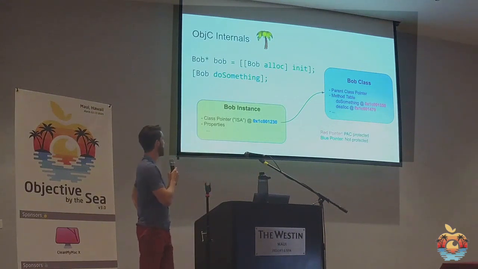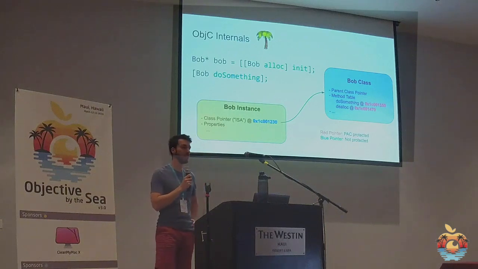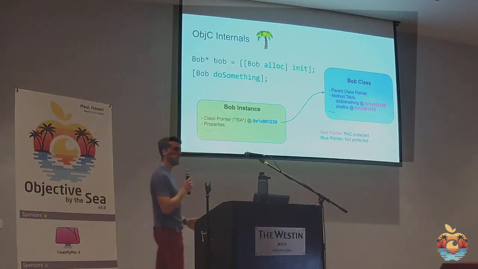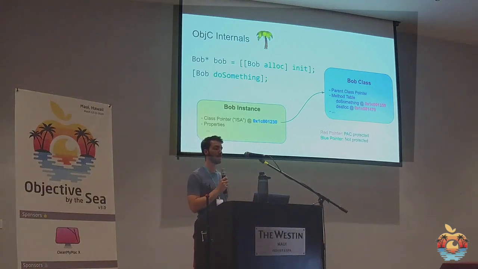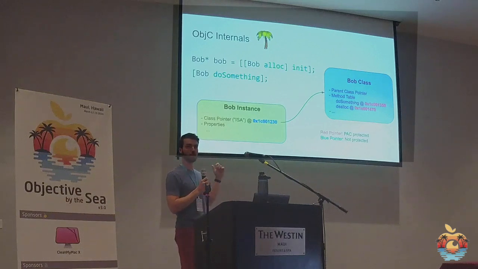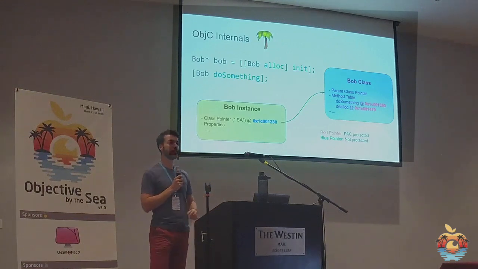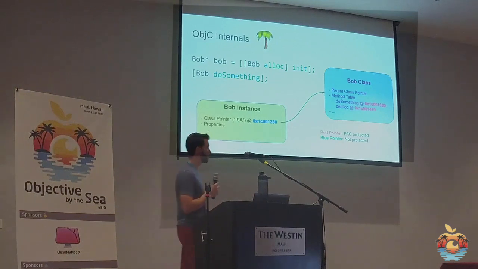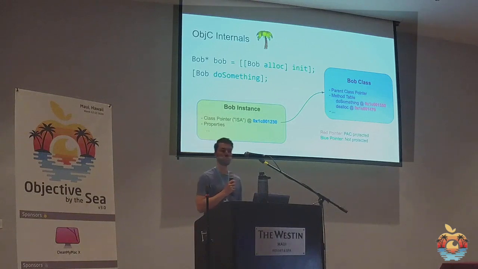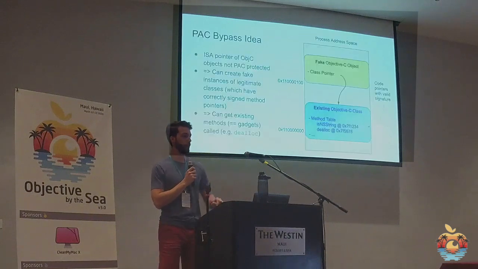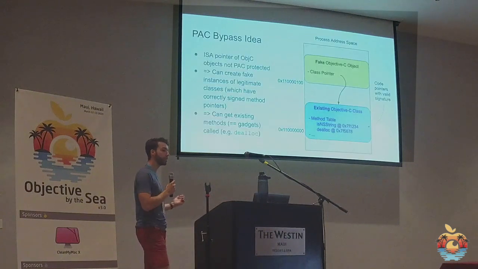What we can do now is take a look at which of these pointers are signed and which ones are not. The code pointers in the class are obviously signed. But what is not signed is the ISA pointer, the pointer from the instance to the class. That's still a raw pointer. The main reason right now is that this pointer actually uses the top bits to store other parts of information, like a refcount, so it just can't store this signature right now.